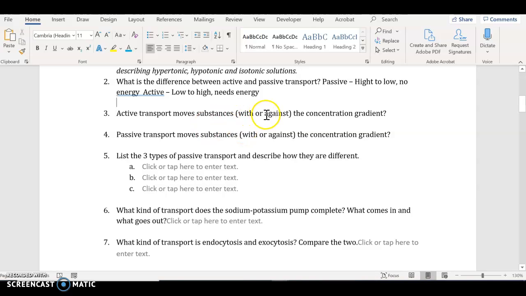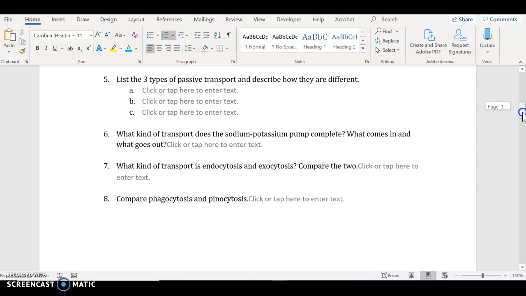Active transport does move against the gradient from low to high, so remember, think about my little mountain there, so we'll highlight that one. Passive transport moves with the gradient from high to low. Number 5 lists 3 types of passive transport and why they're different. So let's start with diffusion. All right, and they're all passive. So they're all high to low.